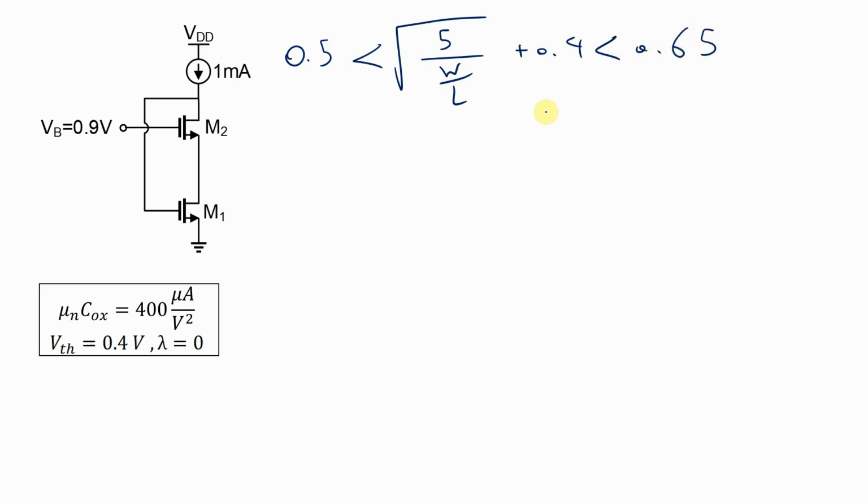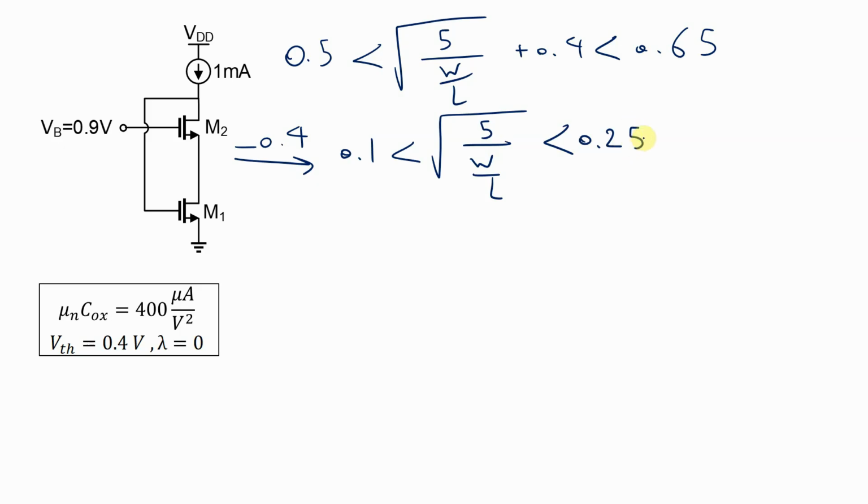Now we can calculate with a little bit of mathematics. Because of this 0.4, I'm going to add minus 0.4 to all of these numbers. So 0.5 minus 0.4, 0.1. Here we have 5 divided by W over L less than, here we have 0.25. Now because of this square root, I'm going to take all sides of these inequalities to the power of 2.